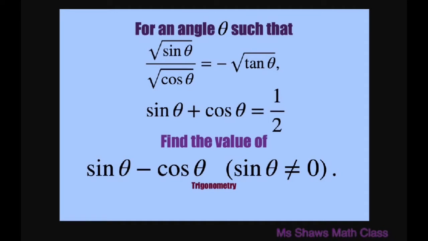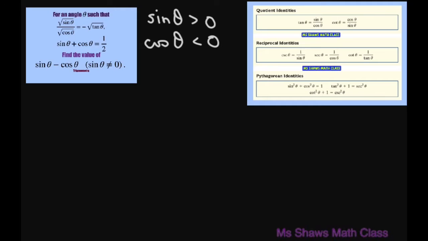41. For an angle theta such that the square root of sine of theta divided by the square root of cosine of theta equals negative the square root of tan of theta, and also sine of theta plus cosine of theta is 1/2, we're going to find the value of sine of theta minus cosine of theta, and sine of theta cannot be 0. So basically just splitting this up a bit.